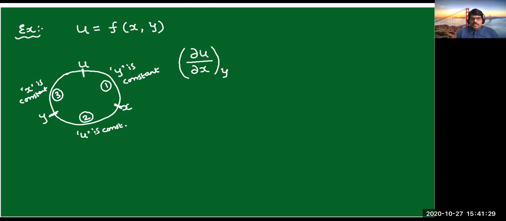In the second step, u is constant, and you are moving from this state to this state. That is del x by del y at constant u. And now you are moving to the next state, which is step 3. x is constant, and that is del y by del u at constant x, equal to -1. Like this, you can write the cyclic rule correctly.